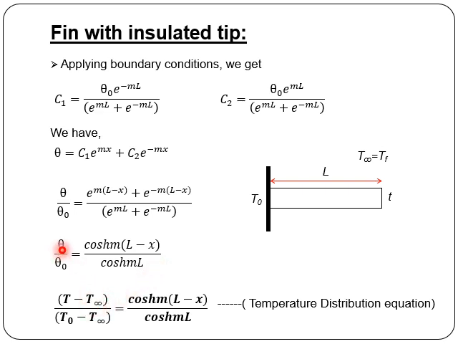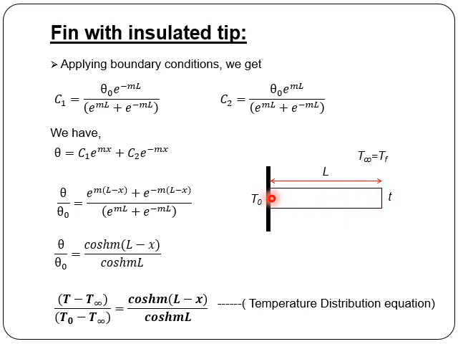So θ in this case is T minus T infinity, which we substituted earlier, and θ0 is the base temperature minus the fluid temperature or surrounding temperature. So this is equal to cosh m(L-x) by cosh ml. So this is a temperature distribution equation which can be used in obtaining the temperature at any location along the length of the fin. Like suppose I consider a length of 10 centimeter.